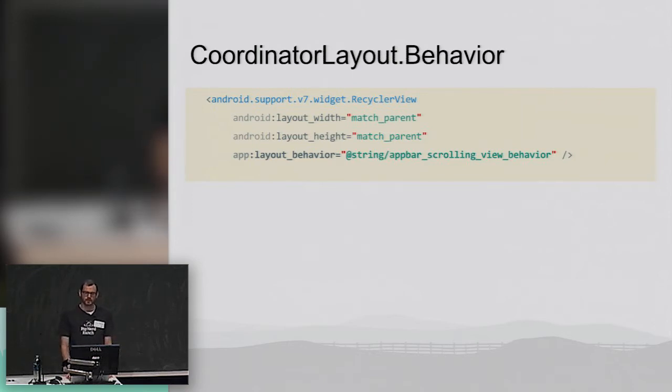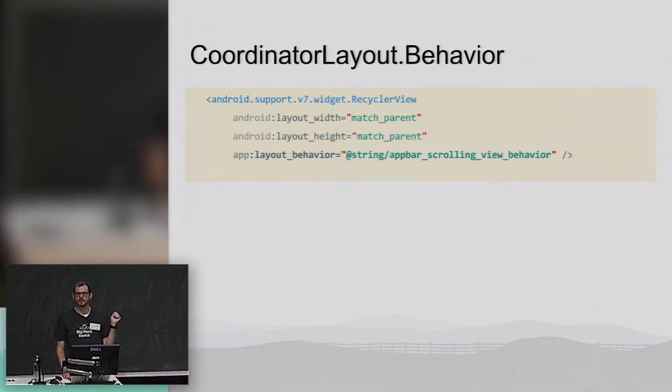That layout behavior there, you can see it's @string/appbar_scrolling_view_behavior. That constant is defined for you in the Design Support Library. And remember that RecyclerView doesn't exist in the Design Support Library. It exists in its own separate standalone library. And so by default, RecyclerView doesn't know how to interact with CoordinatorLayout or any of these other components. And so you have to go through a little extra step to hook it up to talk to CoordinatorLayout.